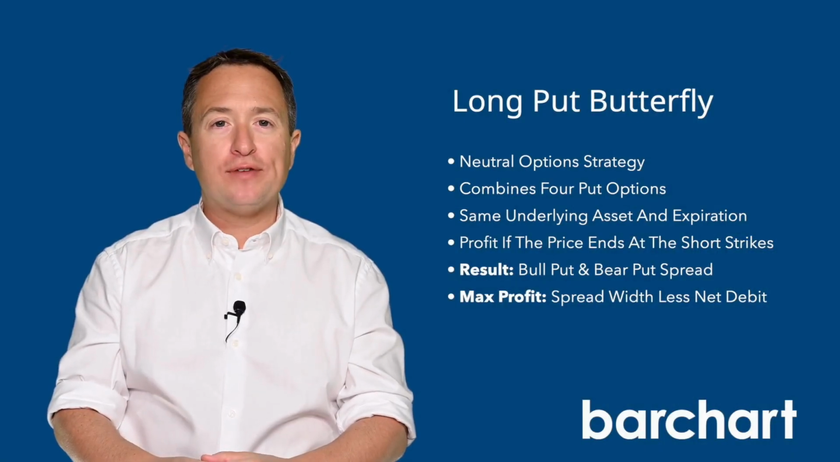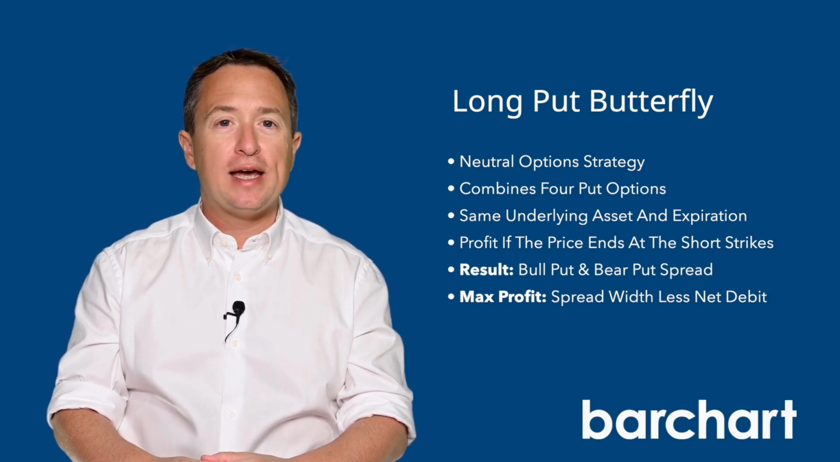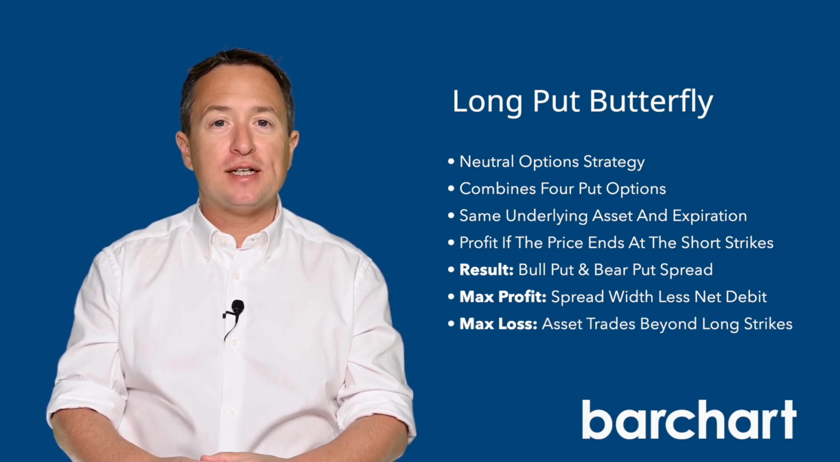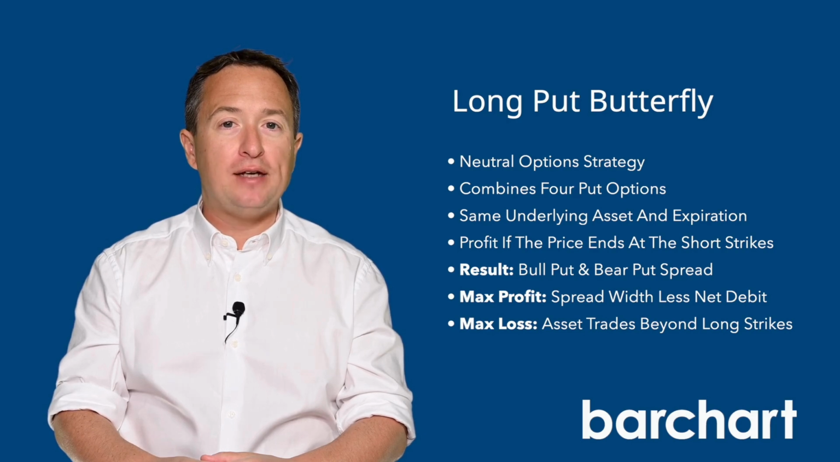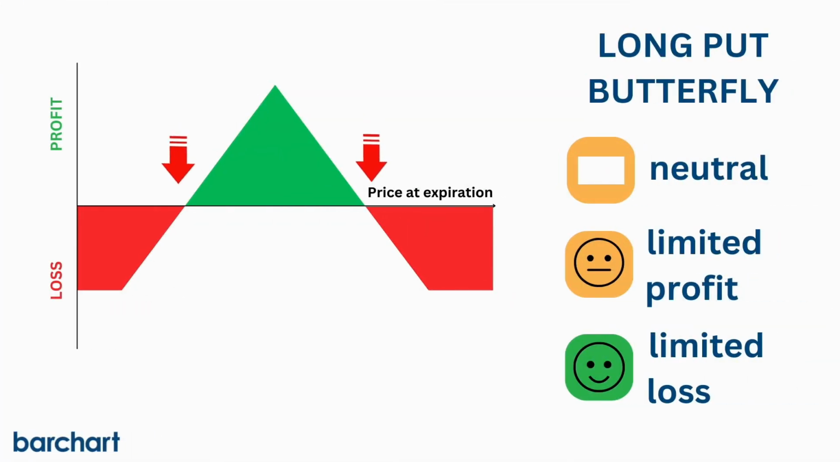The maximum profit on a long put butterfly is the difference between the middle strike and either of the outer strikes minus the net debit. The maximum loss is limited to the net debit paid at the start of the trade. This happens if the asset's price at expiration either trades below the lowest strike or above the highest strike.